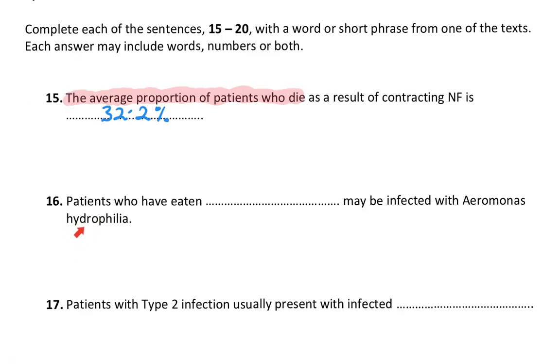Question 16. Patients who have eaten dash may be infected with Aeromonas hydrophila. So we are looking for something that the patient has eaten, okay? And we now know that they may be infected. So we are talking about infection. So we go to the text that contains infection, and that is text A. Then we look for a keyword like Aeromonas hydrophila, okay? And this Aeromonas hydrophila is a pathogen, okay? It belongs to pathogens. So we know where to go to get the answer right.